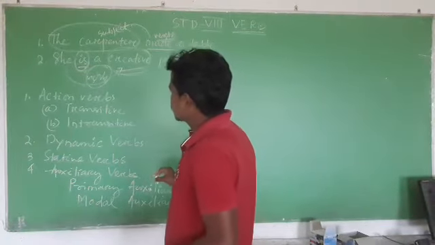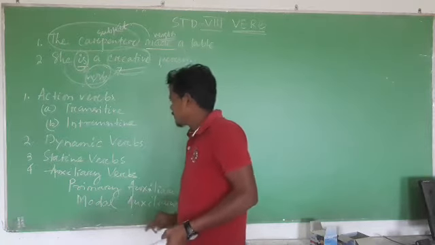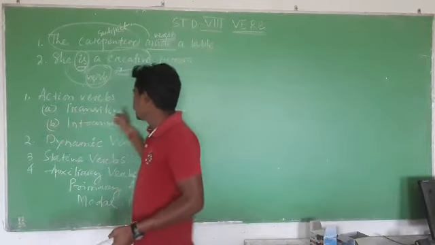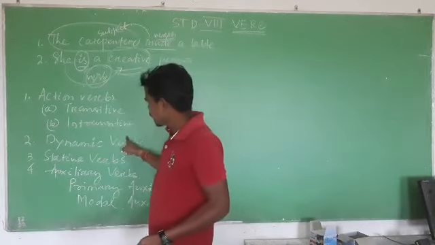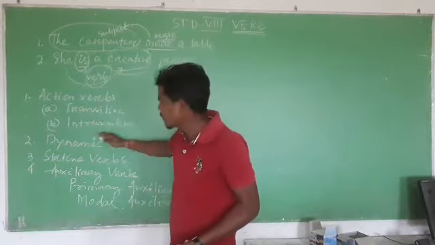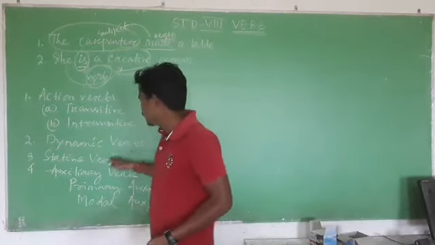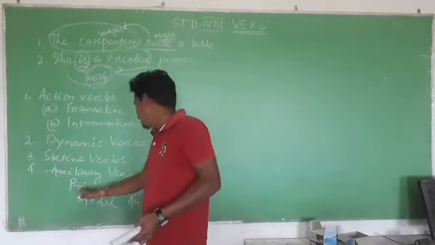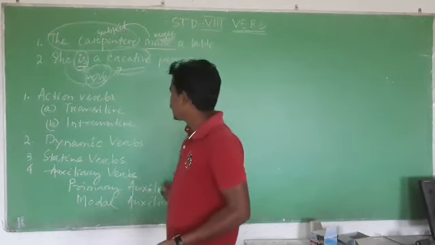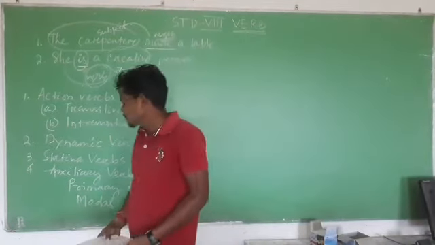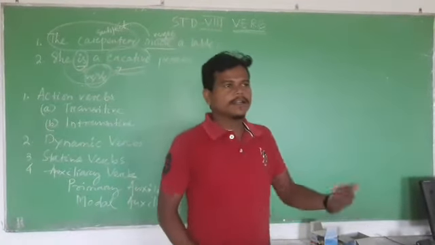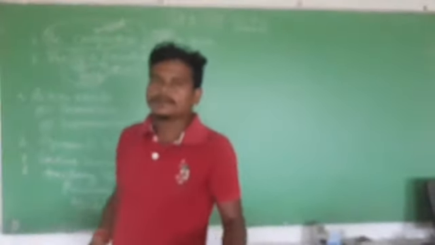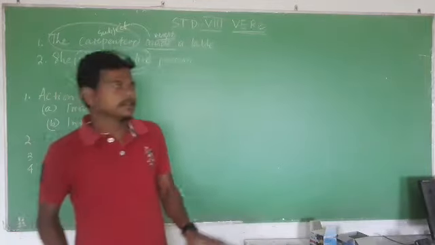Before going further, let us see what types of verbs there are. We will discuss the action verb, which has two types: transitive and intransitive. Next are dynamic verbs and static verbs, then auxiliary verbs, which are also of two types: primary auxiliaries and modal auxiliaries. Next is the linking verb, which links the subject and the complement. And the last one is regular and irregular verbs.